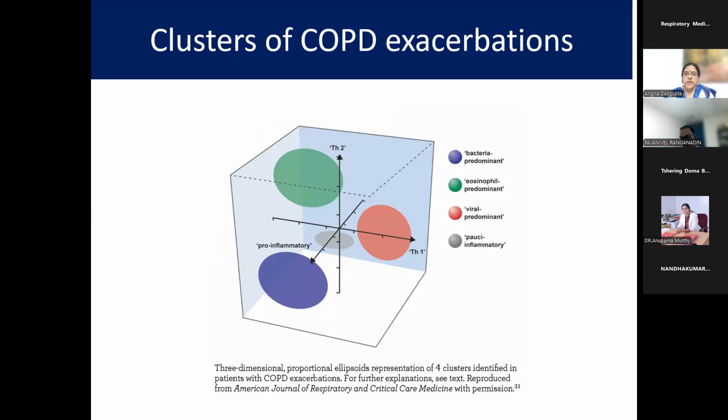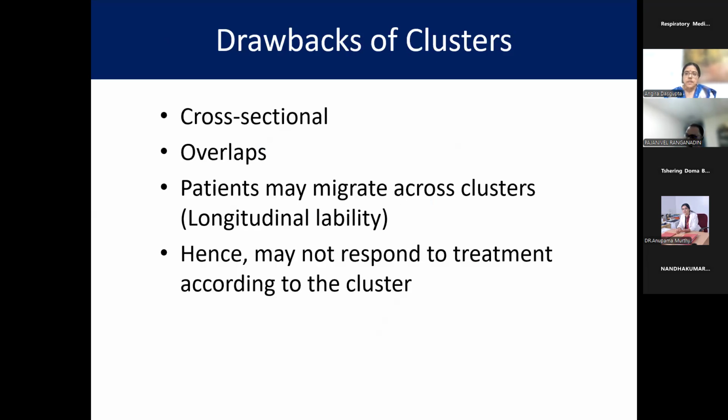Clusters were also identified when COPD patients exacerbated: bacteria predominant, eosinophil predominant, viral predominant, quasi-granulocytic inflammatory. But what are the drawbacks of such? It looks very nice when we see the graphs. It looks, oh, everything is clustered in one area. It's pretty good. Then what are we worried about?